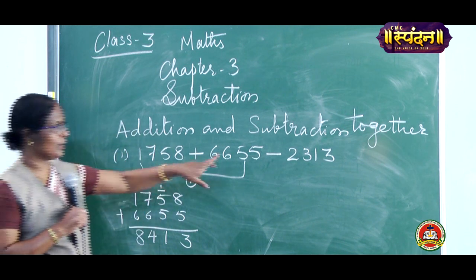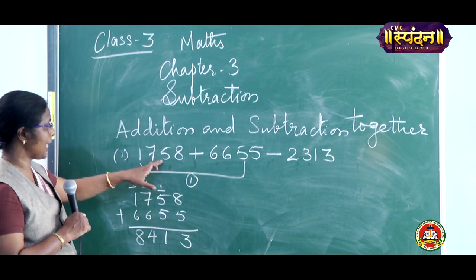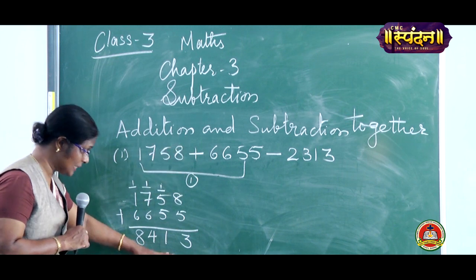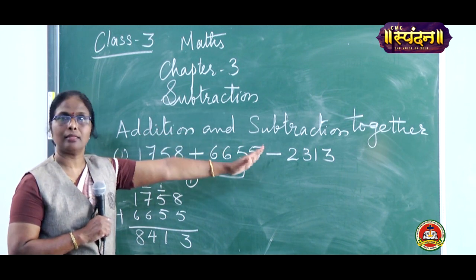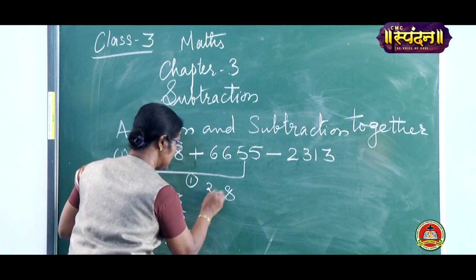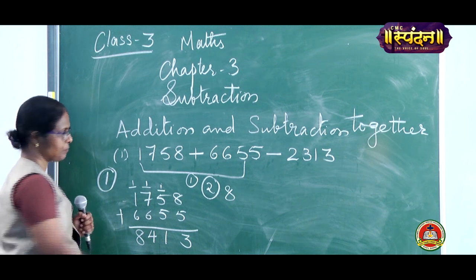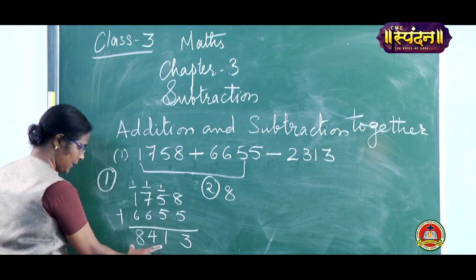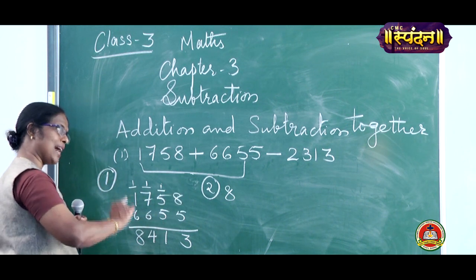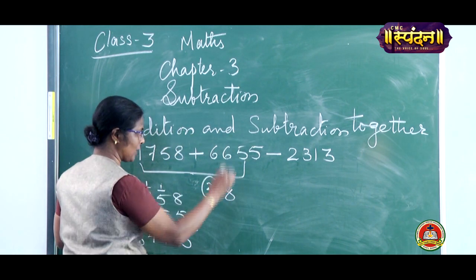You are left with the subtraction also. Now the answer that you get after adding these two numbers, from this number you have to subtract the third number. So we are going to write it here. This is your second step. The first step is you have to add these two numbers. The second step is, after addition, from the answer you get, you have to subtract the third number which has a subtraction sign.